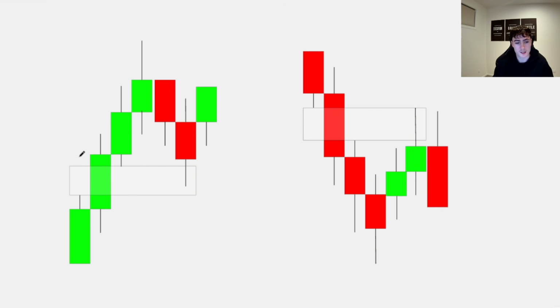Now for this specific setup, we have to understand liquidity, all right, and liquidity sweeps. When we see this setup, you can clearly see that price has now created a swing high, right, and a swing low, and right here, a swing low and a swing high. What we kind of want to pay attention to is the swing high in this bullish example and the swing low in this bearish example.